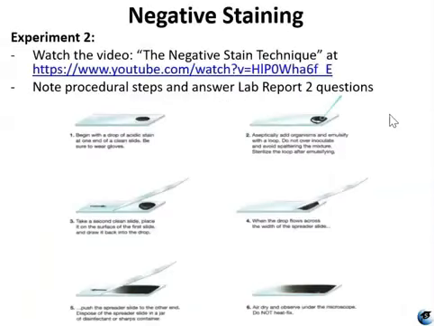For experiment 2, you're not going to have the acidic dye to use, so you're going to learn how a negative stain is performed by watching this video. While you're watching the video, you want to make sure that you make notes of all of the procedural steps, and those actually are shown here as well, but also all of the equipment that is used to perform the stain. You'll need this information in order to answer the guided questions in your report template.